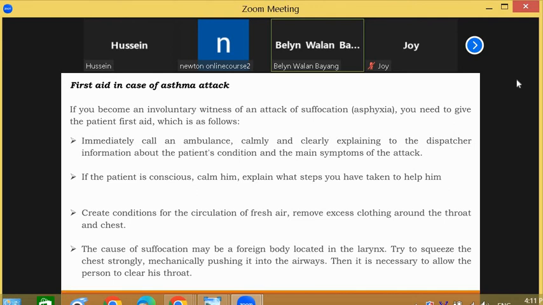Okay. The cause of suffocation may be a foreign body located in the larynx. Try to squeeze the chest. So you know that. If you find that something is inside the patient's mouth, you know how to do the choking procedure. So you have to do the choking procedure and clear the airway of the patient.